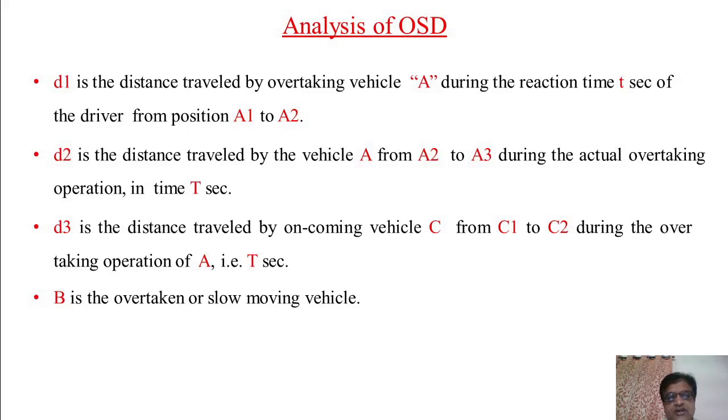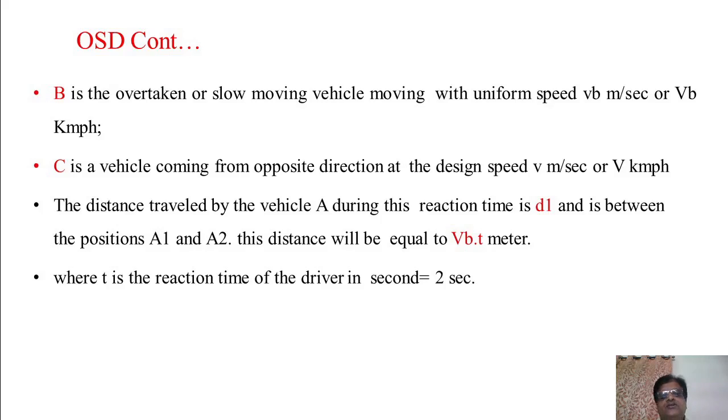d3 is the distance traveled by the oncoming or the opposite vehicle C from position C1 to C2 during the overtaking operation of A. That is, in the entire T seconds, it will be traveling a distance of d3. B is the overtaken or the slow moving vehicle, with uniform speed. It will be moving at vb meter per second or capital VB kmph. C is the vehicle coming from the opposite direction at a design speed of v meter per second or capital V kmph.